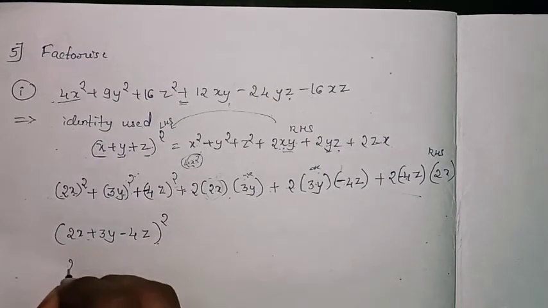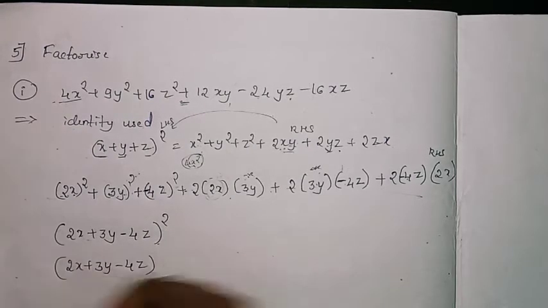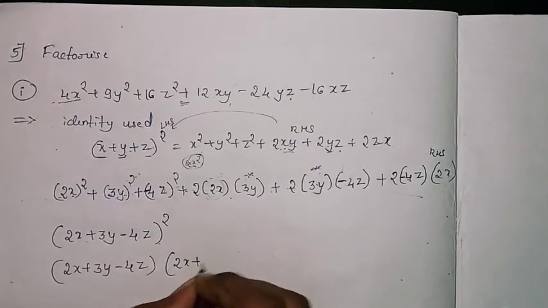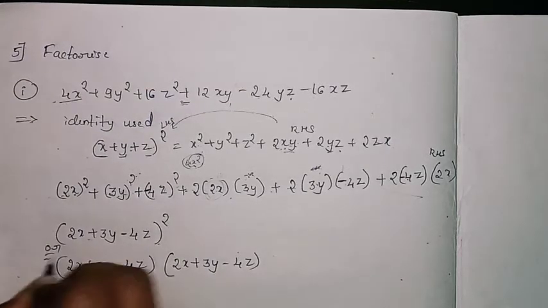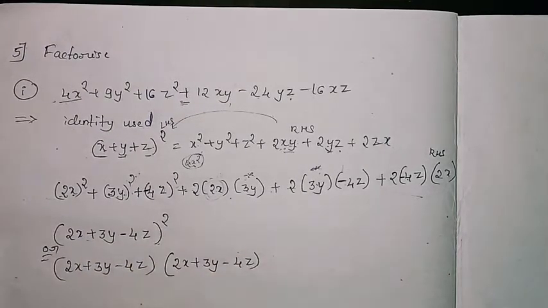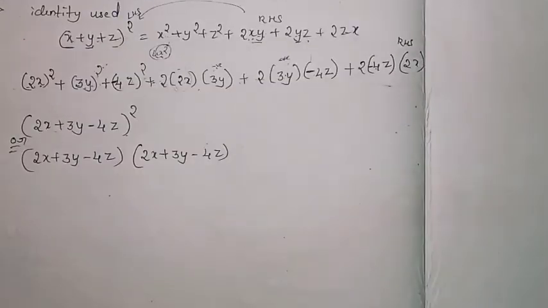Or even you can write this one as 2x plus 3y minus 4z into 2x plus 3y minus 4z. This one is the answer, or either you can write this one as the answer. I hope you have understood this one. Let us move on to the second problem.